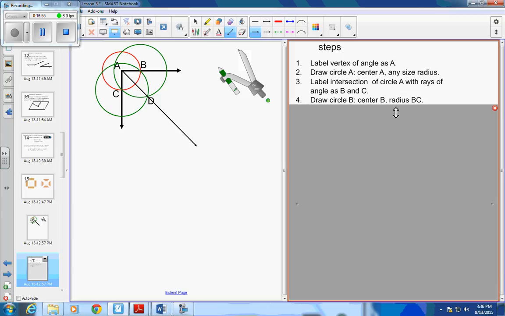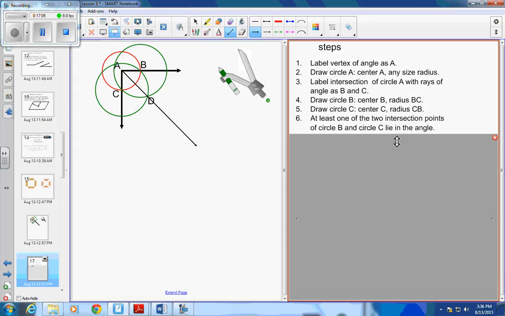Then I drew circle B, centered at B with radius BC. Then I drew circle C, centered at C, radius CB. And then you know that one of the two intersection points is on the interior of the angle, and I'm going to take that and label that intersection point D, and then I'm going to draw AD to bisect my angle.